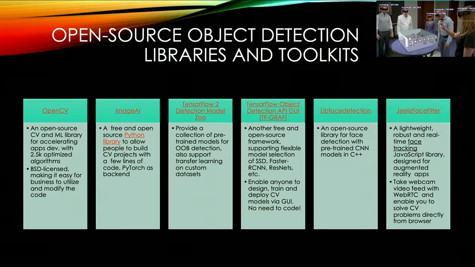The TensorFlow 2 Detection Model Zoo provides a collection of pre-trained models for object detection out of the box, and also supports transfer learning on customized datasets. There are also libraries like LibFaceDetection, an open source library for face detection with pre-trained convolutional neural network models written in C++, and Jeeliz Face Filter, a lightweight, robust, and real-time face tracking JavaScript library designed for augmented reality applications, and so on.